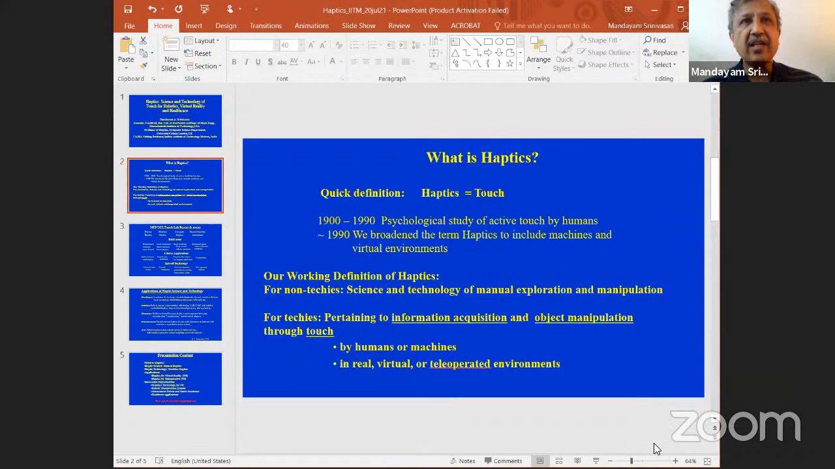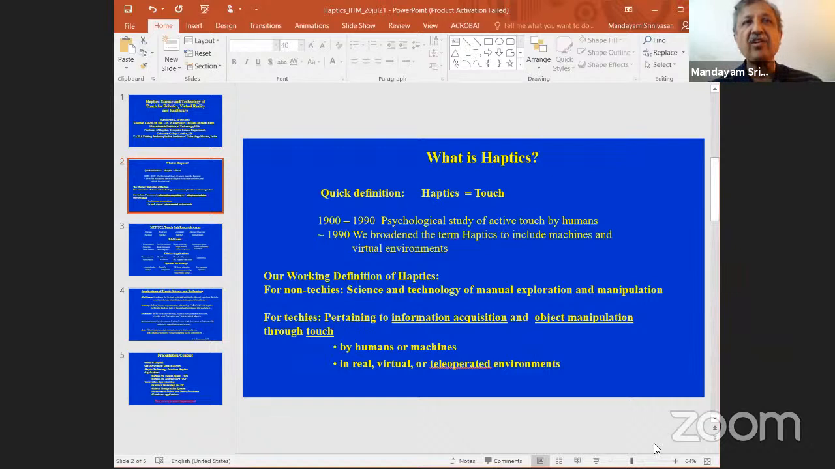Haptics, originally from 1900 to even 1990, just referred to the psychological study of active touch by humans. Active touch means exploration and manipulation, where we actively try to get information from the environment or manipulate the environment. Then around 1990, various technologies coalesced: sensing and actuator technologies, robotics and so on. So we broadened the term to include machines and virtual environments as well.